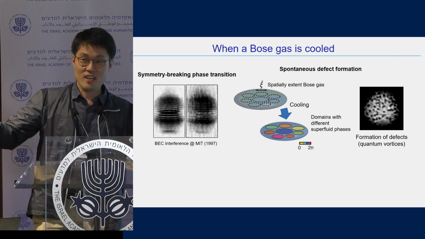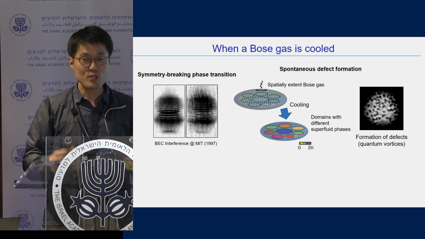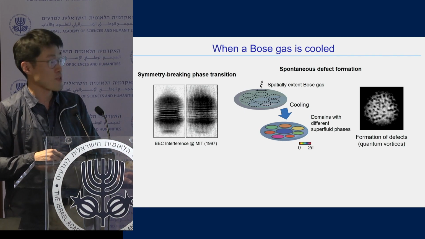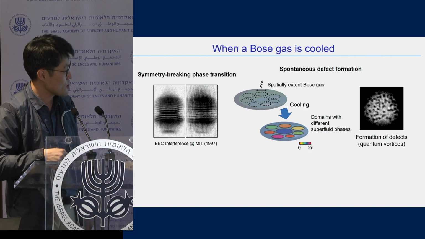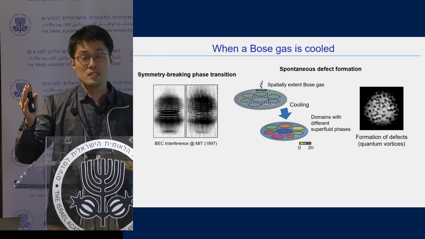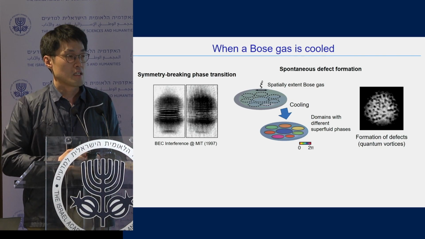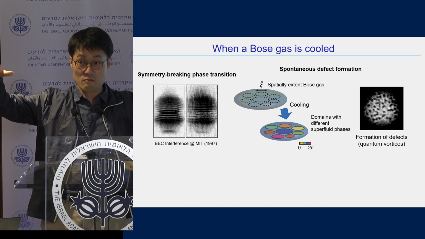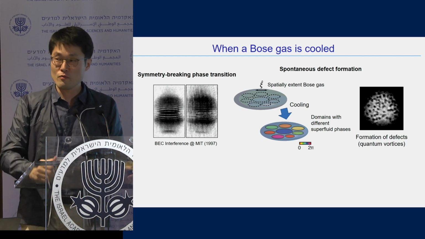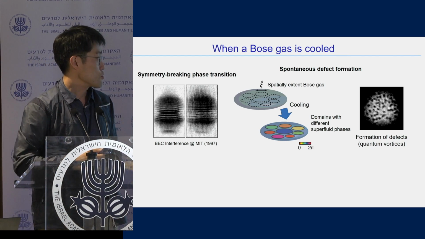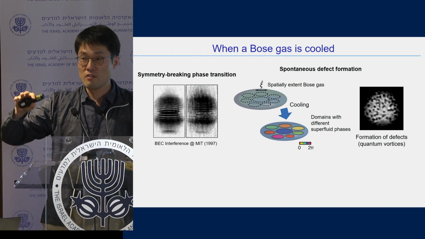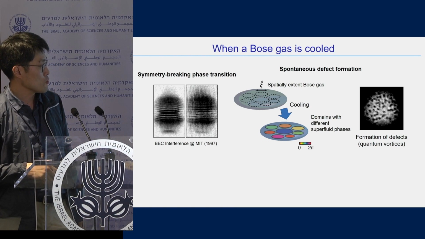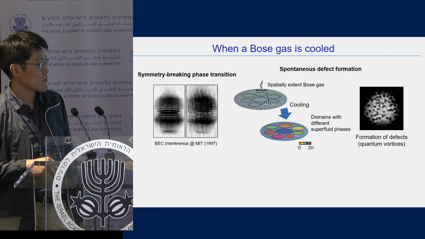Okay, so we have a Bose gas, and we just cool it down. Then obviously it makes a superfluid phase transition involving spontaneous symmetry breaking, like here. It's a matter wave interference pattern over there. But once you have a system with a large spatial extent, the whole system crosses the critical temperature, but this part and that part are causally independent, right? So each part would undergo the phase transition. Definitely, you would have randomly different superfluid phases here and there, and you would end up with spatial domains with different superfluid phases.